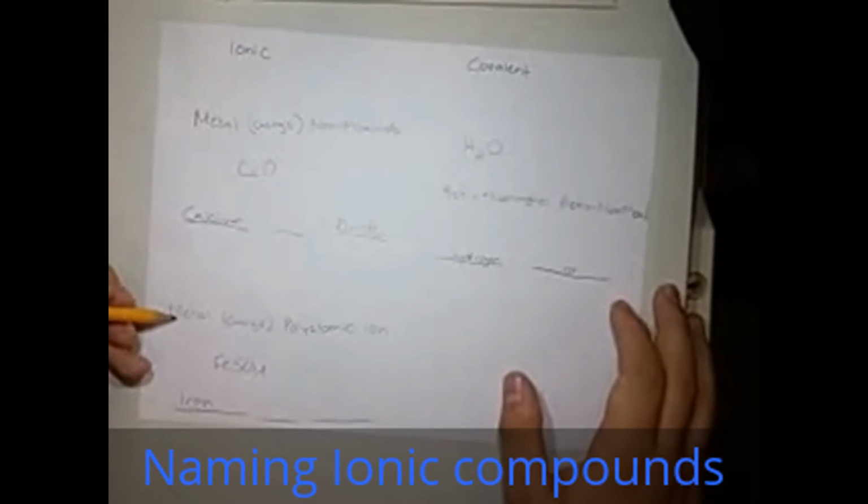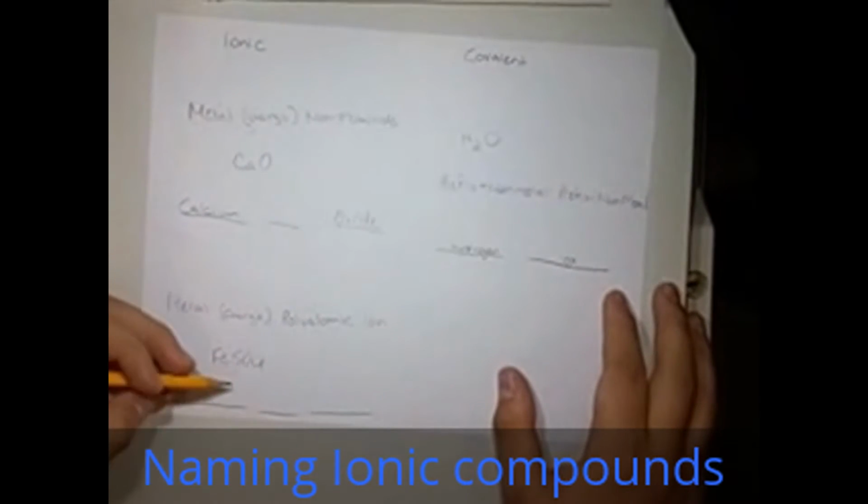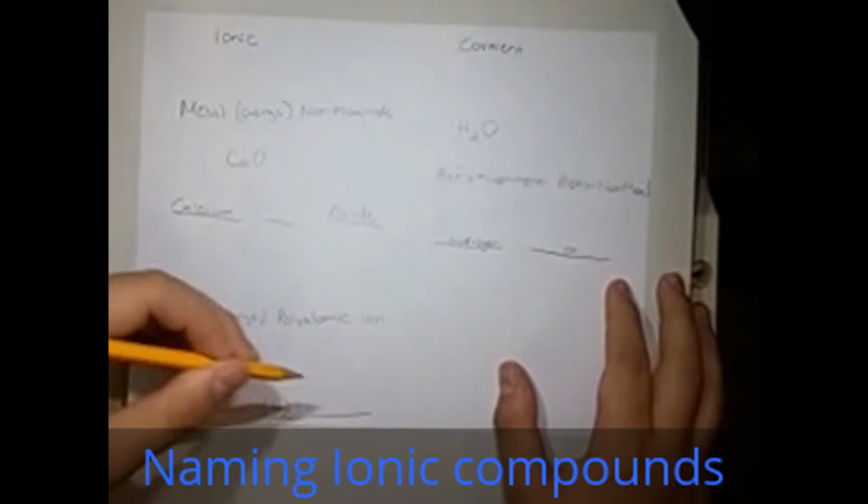For polyatomic ions, you have the metal, followed by its charge if it has multiple charges, and then stating the polyatomic ion. For FeSO4, you have iron with a charge of 2, sulfate.